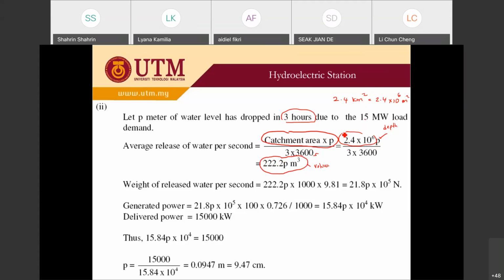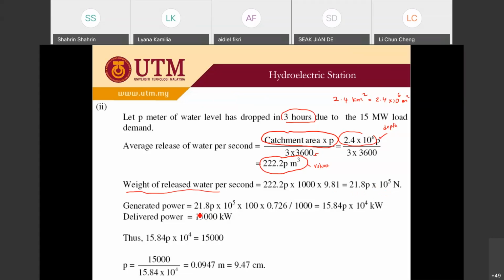So this is only the complicated one. But after you get the volume, the other procedure is just straightforward. Next is to get the weight of the released water. So the volume multiplied with the constant, the density of the water, and then multiplied with the gravity. So this is the weight of the water, 21.8 P multiplied by 10 to the power of 5 Newton.